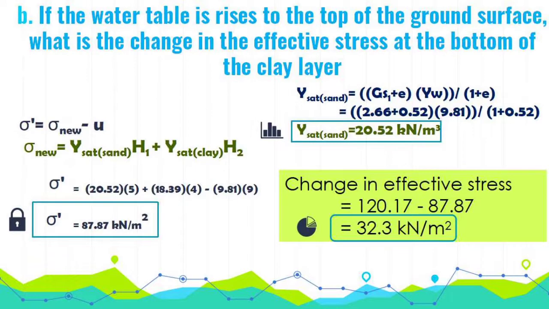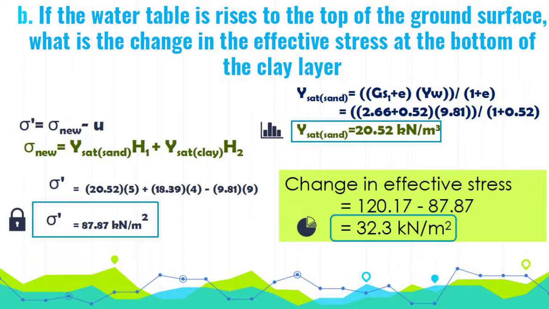If the water level rises to the top of the ground surface, the change in effective stress at the bottom of the clay layer is given by the equation sigma prime is equal to sigma nu minus u. Here, the total stress when the water table is at the top of the ground surface is called sigma nu. Calculating the saturated unit weight of the sand using the equation shown, we have the value of the saturated unit weight of sand to be 20.52 kilonewtons per cubic meter.